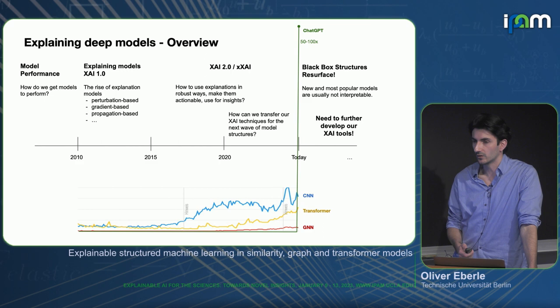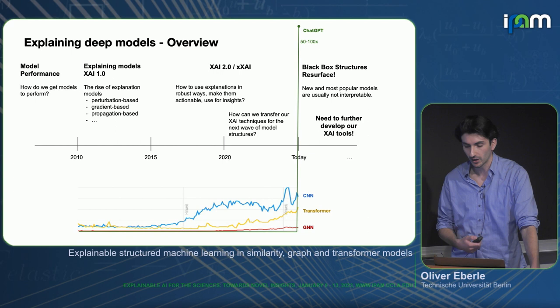And again, unfortunately, ChatGPT is a black box model. This is the case for most new trending models that are really performant, but typically we have no idea what they are doing. So we constantly need to keep up with developing our XAI tools further, and in this, of course, lies great responsibility.